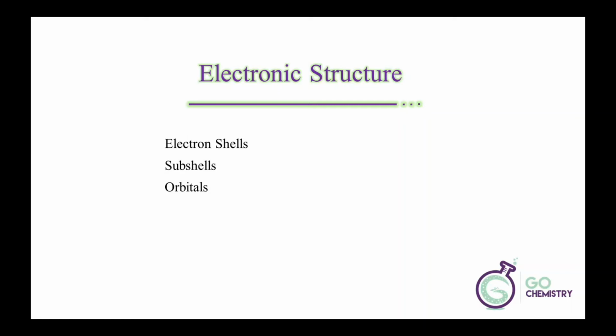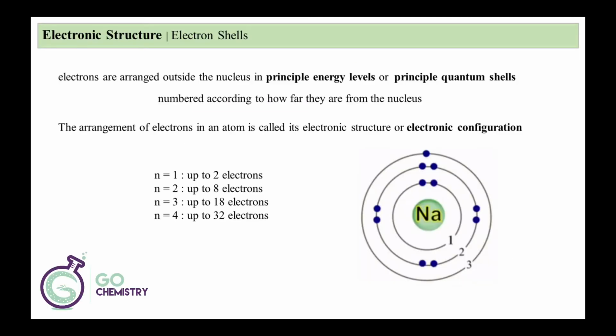Hello everyone and welcome to today's video about the electronic structure. During this class, we'll be talking about the electron shells, the subshells and the orbitals. As defined before, an atom is composed of a nucleus which is surrounded by the electrons.